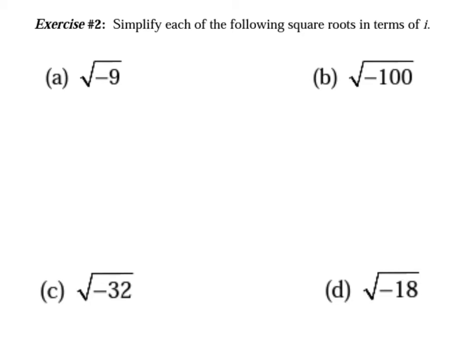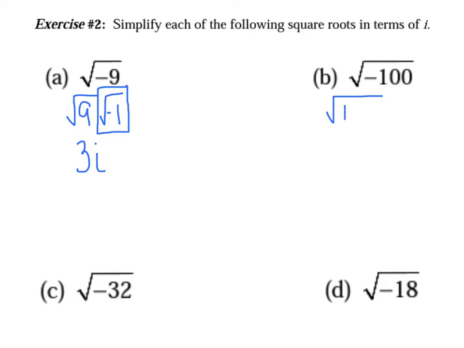Alright, just a little practice here, simplifying some square roots of negative numbers. And so what I'm going to do is I'm going to break these down very strategically. I'm going to rewrite radical 9 as the square root of 9 times the square root of negative 1. And the square root of 9 is a 3. And by definition, this is our new definition tonight, the square root of negative 1 is an i. So the square root of negative 9 is 3i.